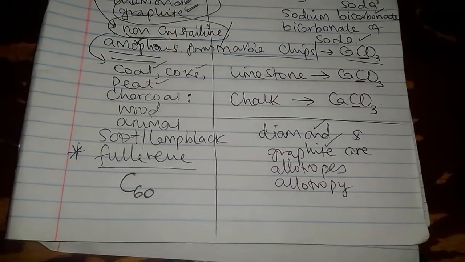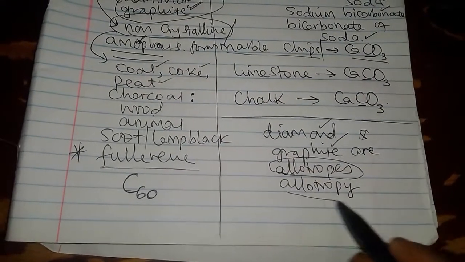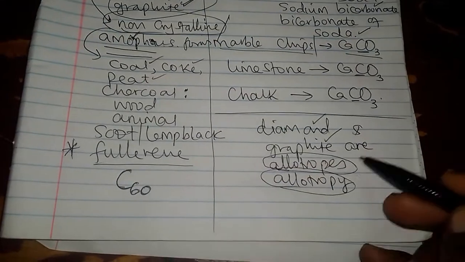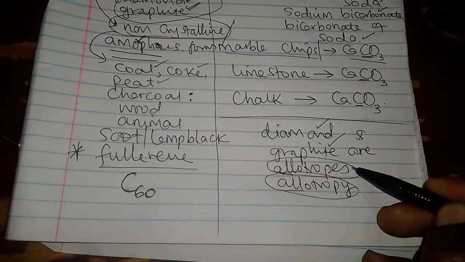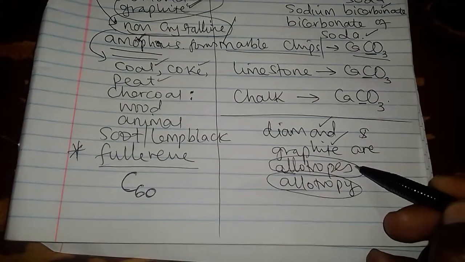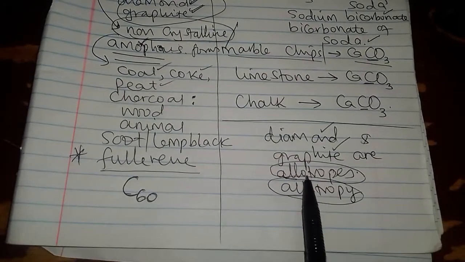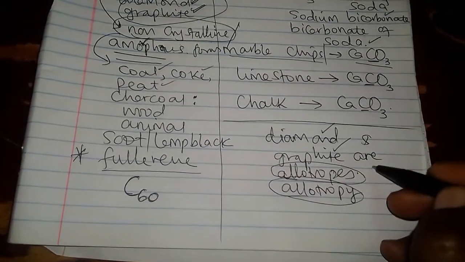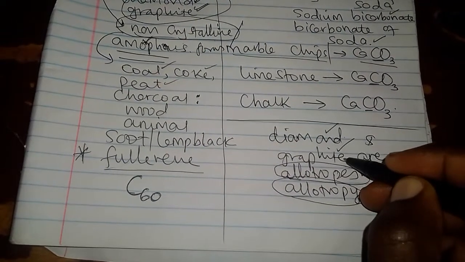Allotropes or allotropy. Allotropes are forms in which an element exists in the same physical state. Look at this. If I come here, I have allotropes of carbon as diamond and graphite.